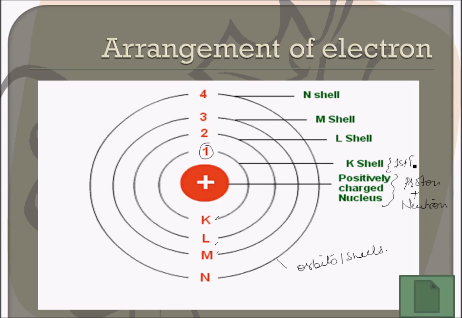This is the first energy level, right? This is the second energy level. This is the third one. This is the fourth. Friends, K will have the minimum energy and N the maximum.